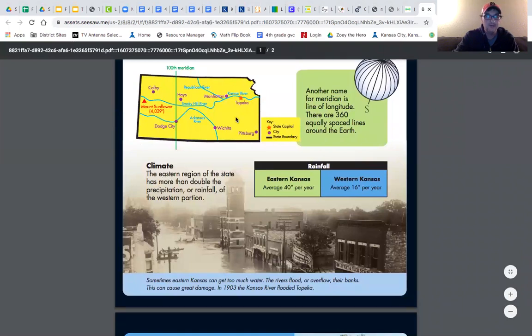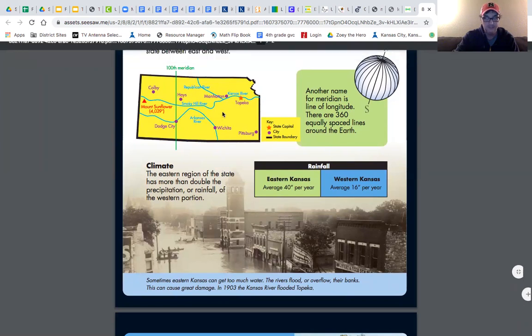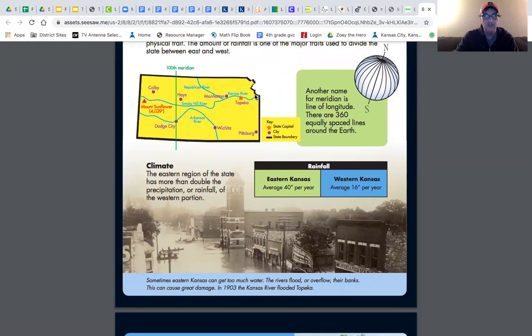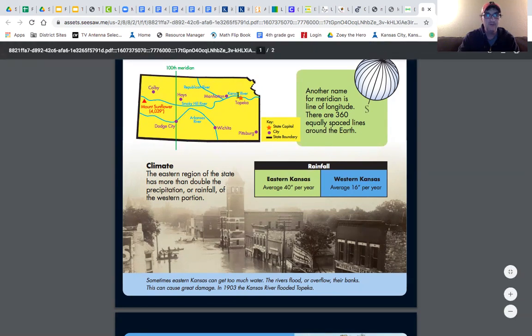Climate is what the weather's like in an area all year round. Like around here, our climate is hot, humid summers and cold winters, right? That's our climate. So the climate of the eastern region of the state has more than double the precipitation, or rainfall, of the western portion. Precipitation is a big fancy word for rain. So this region of Kansas gets a lot more rain than this region, more than double. So that's got to make these two regions very different from each other.